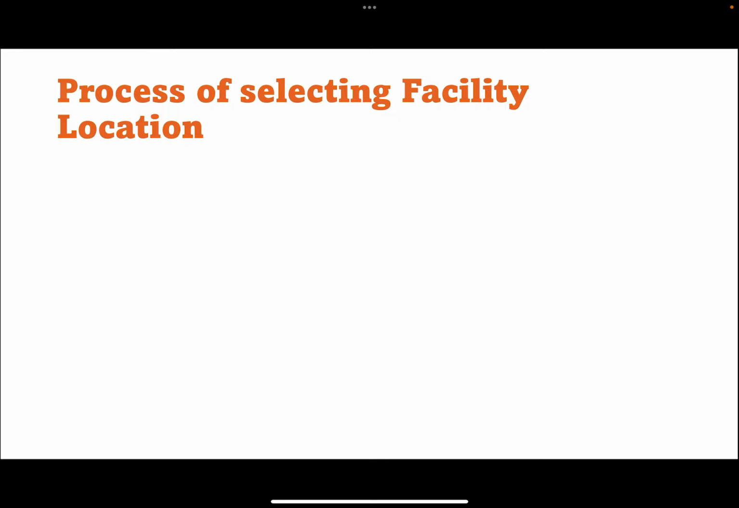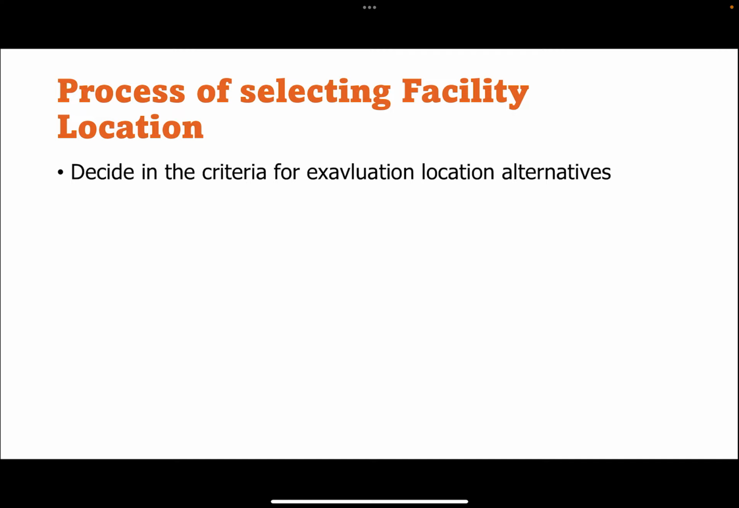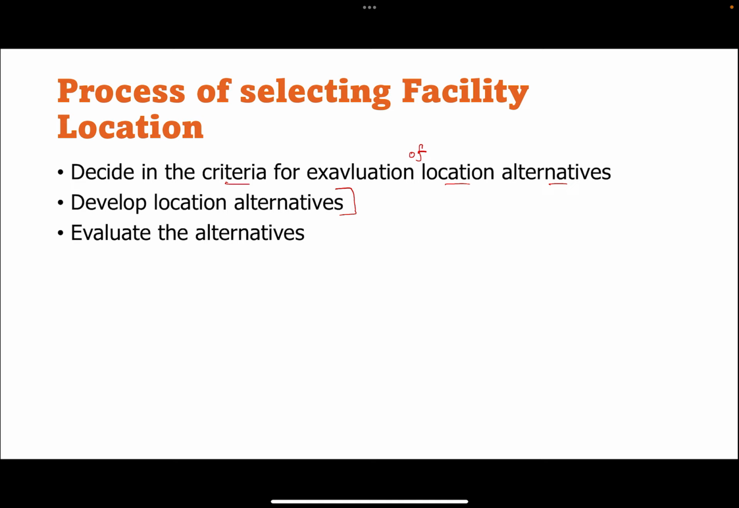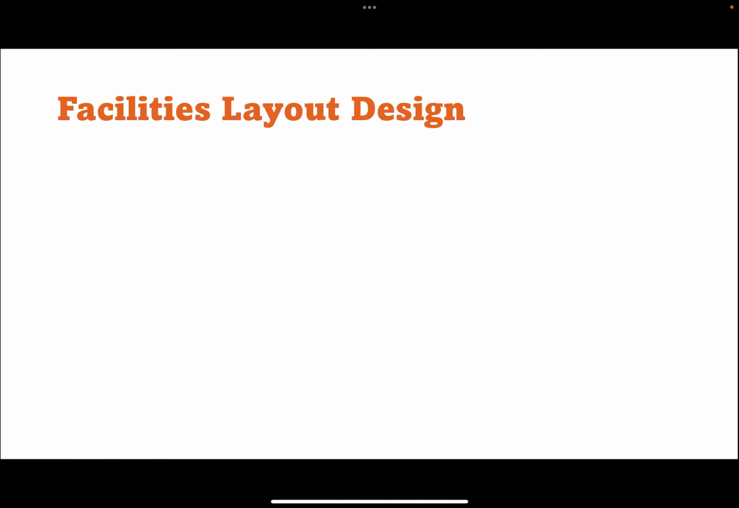So now let us discuss the process of selecting a facility location. First we need to decide the criteria for evaluation of location alternatives. Then you will find the location alternatives, and then we will evaluate the alternatives, etc.